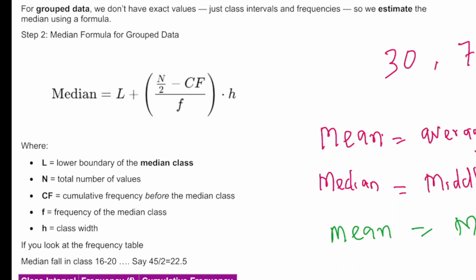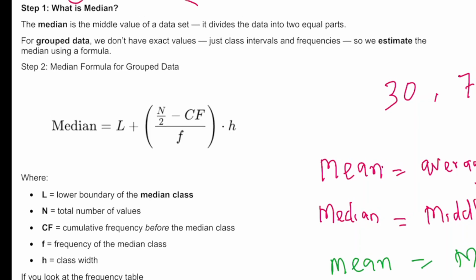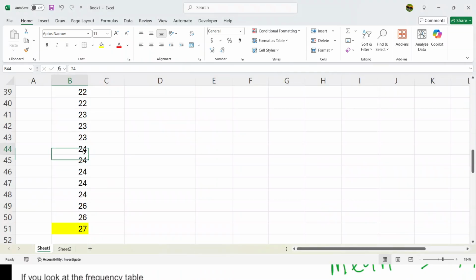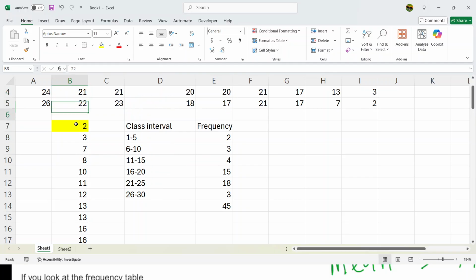Okay, the median. For ungrouped data, it is straightforward. Why is it straightforward? You just go to our Excel. This is our Excel. We have 45 numbers. Out of the 45 numbers, which one is the middle number?